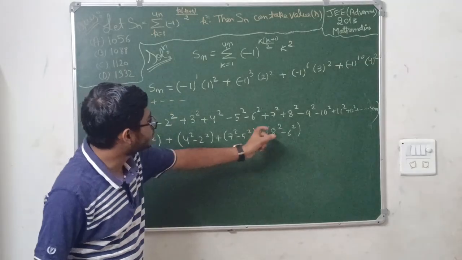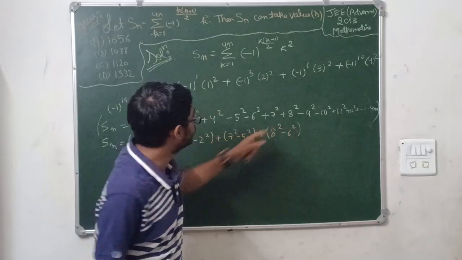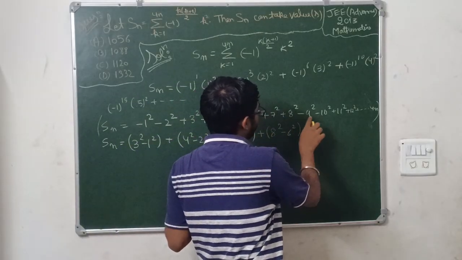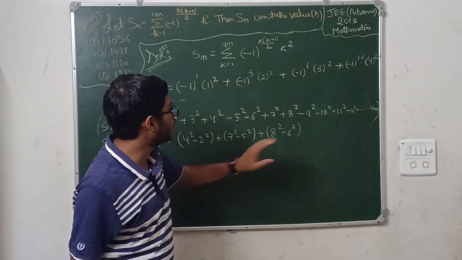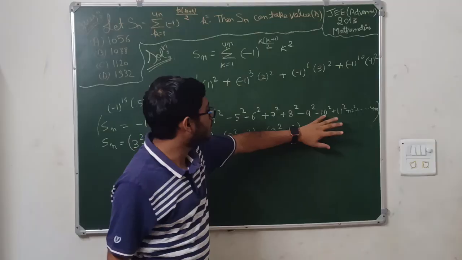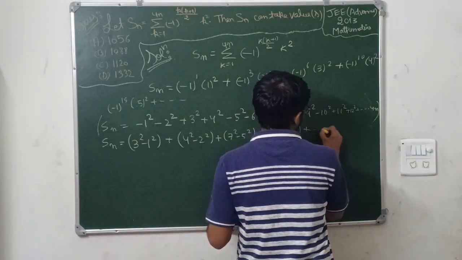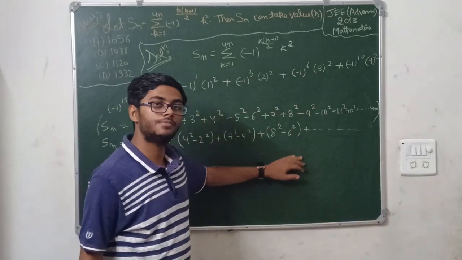Then 8 square minus 6 square, then it will be like this only, minus minus plus plus minus minus. Then here will be 11 square minus 9 square, and like this only the terms will go. So these are the terms which we have written.